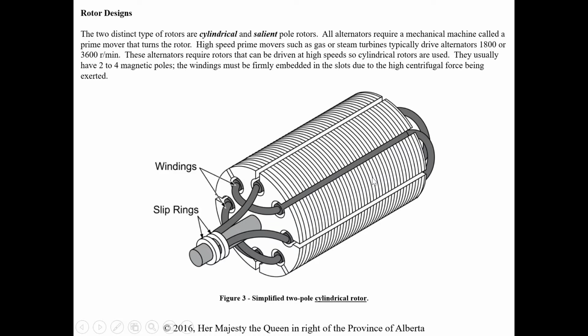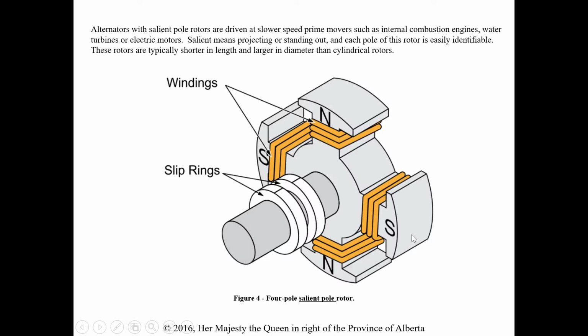If this rotated, you could probably not even see it moving at all, right? Unless you looked closely, because it's so smooth. It says they usually have 2 to 4 magnetic poles. The windings must be firmly embedded in the slots due to high centrifugal force. Again, all these windings are deep down inside here because this thing is spinning so fast. Okay, so that's the cylindrical.